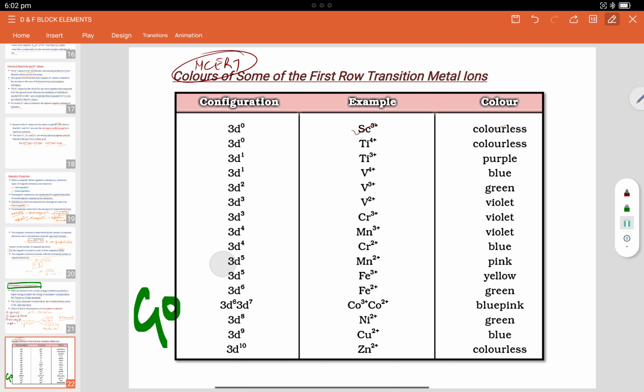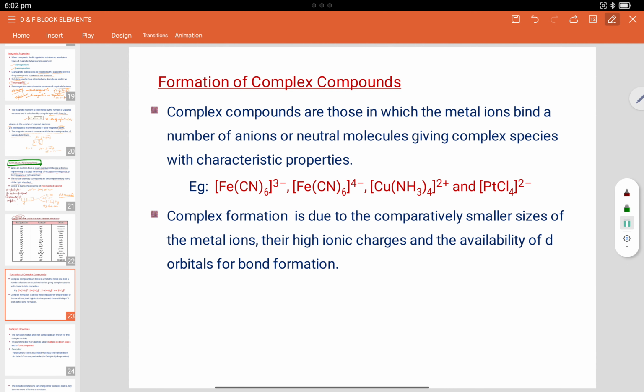Last video I uploaded lecture number 3 for the D and F block elements. In that case, the last slide was colors of some of the first row transition metal ions with the configuration, example and color is given. So that you have checked. Come to the next topic, formation of complex compound.